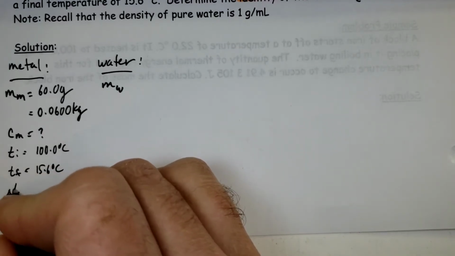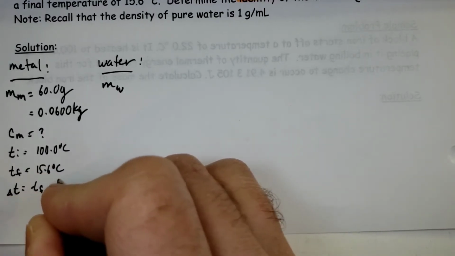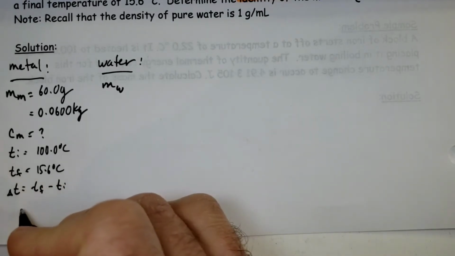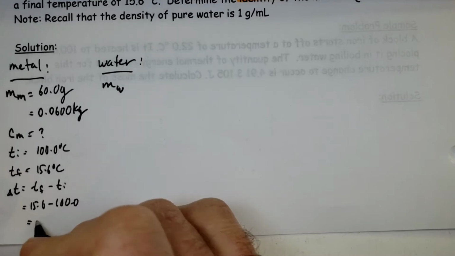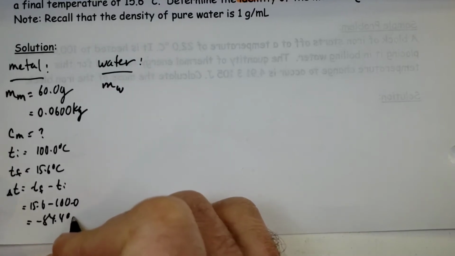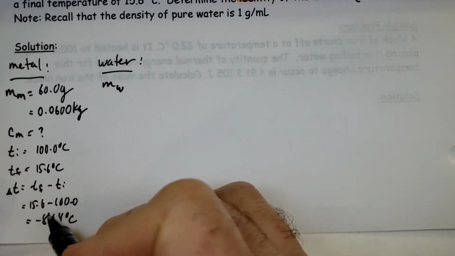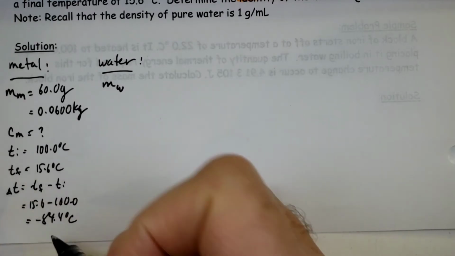So change in temperature, T final minus T initial. 15.6 minus 100, that gives me negative 84.4. And it makes sense that it's negative, right? Because the metal is losing thermal energy.